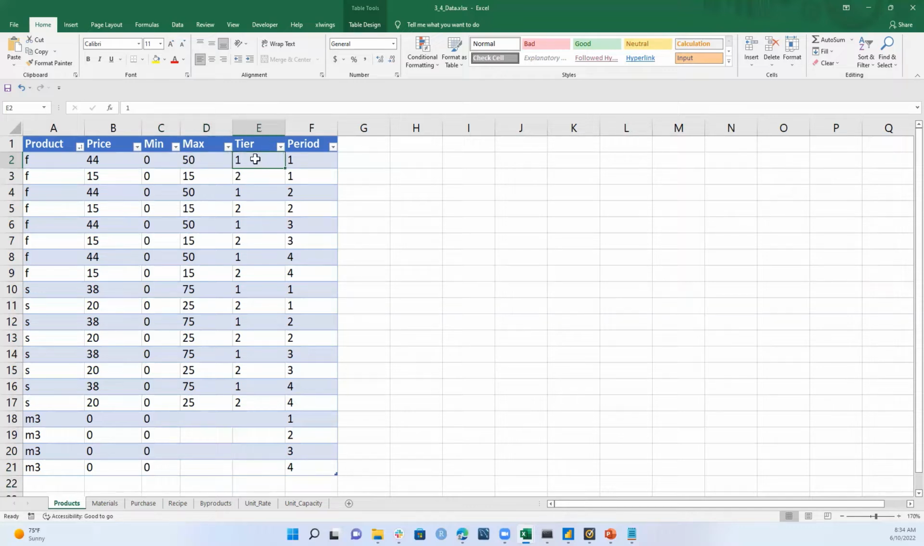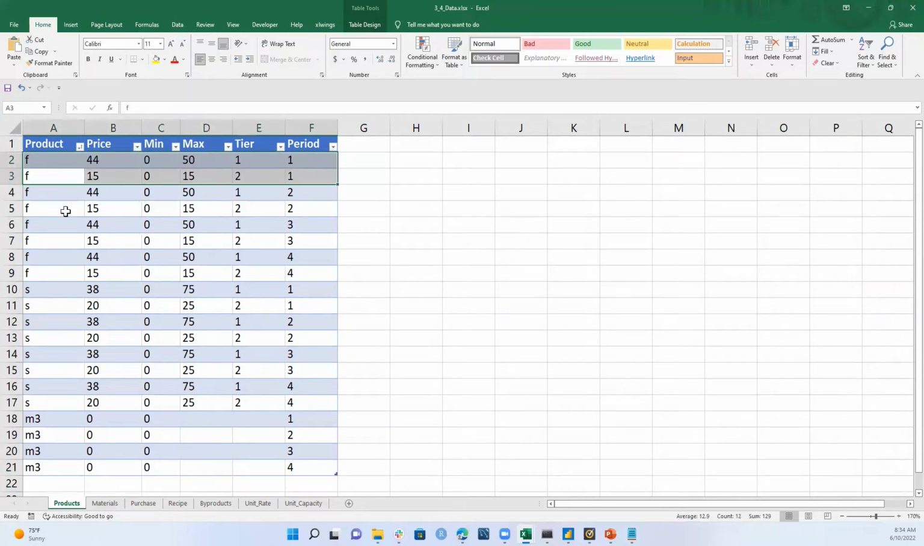The tier indicates whether this is a premium or a discount market, and then the period in which the supply is. So here we have product F at $44 a ton with a maximum demand of 50 into the premium market in period 1. And then the next row, we have product F at $15 a ton, with a maximum of 15 tons of demand. This is a discount market or tier 2 market in period 1.